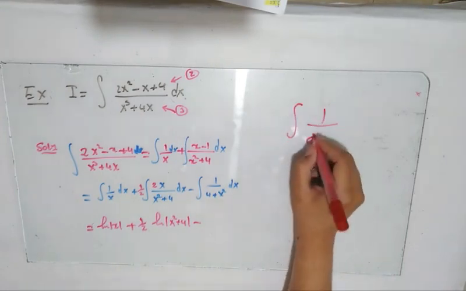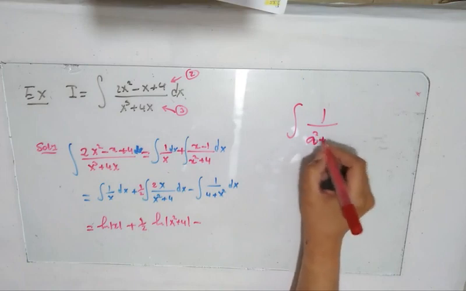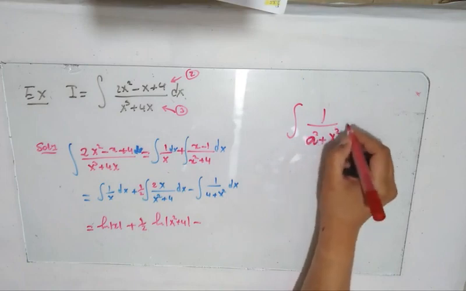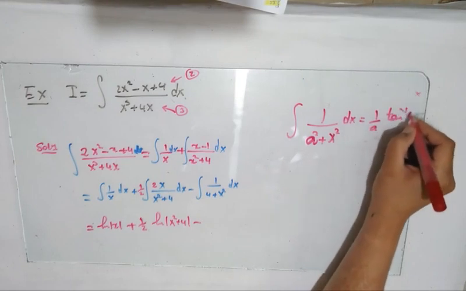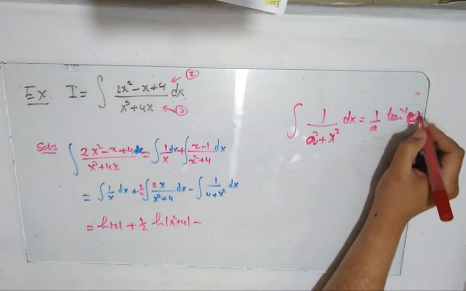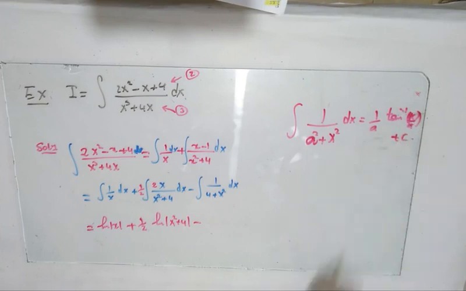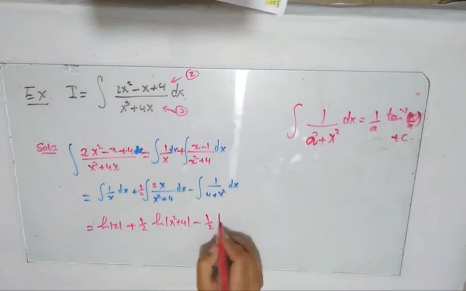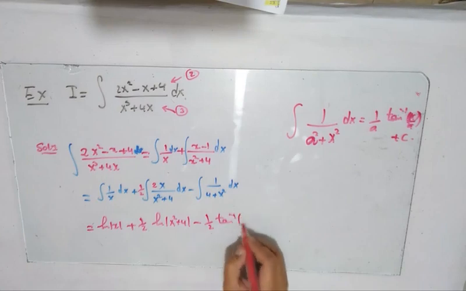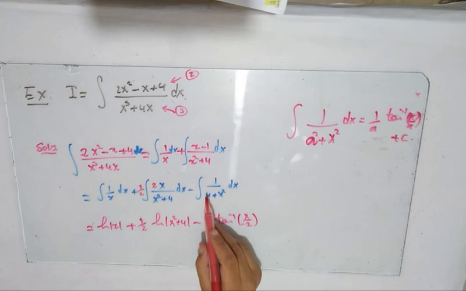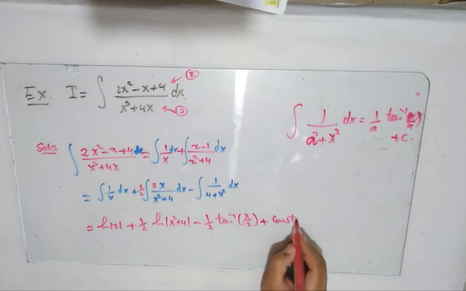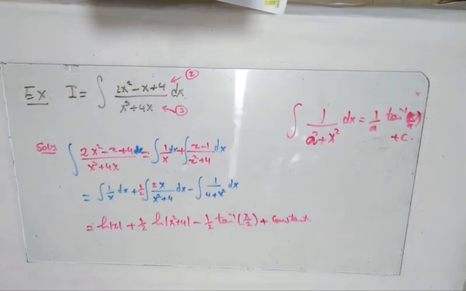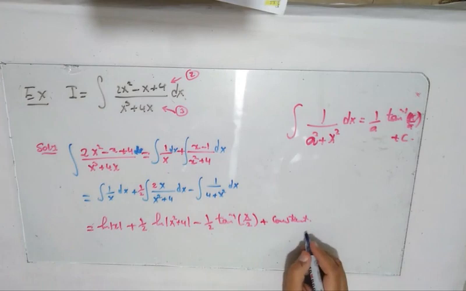the last one can be integrated easily because we know that the integration of 1 over (a squared plus x squared) with respect to x is 1 over a times tan inverse of x over a plus constant. So this will be half times tan inverse of x over 2, where this 2 is just the square root of 4, plus constant.